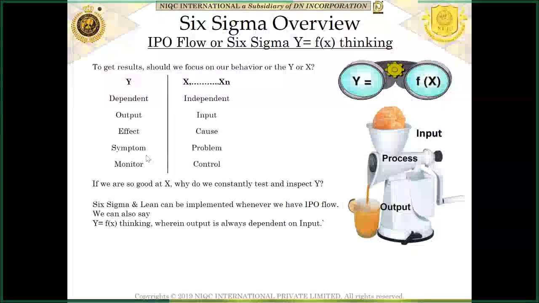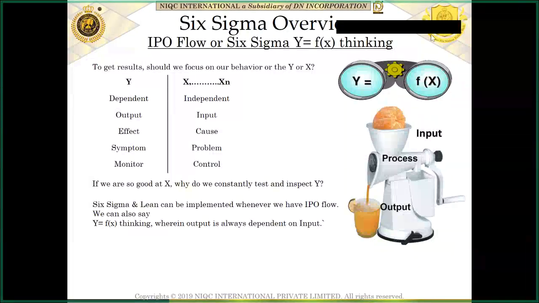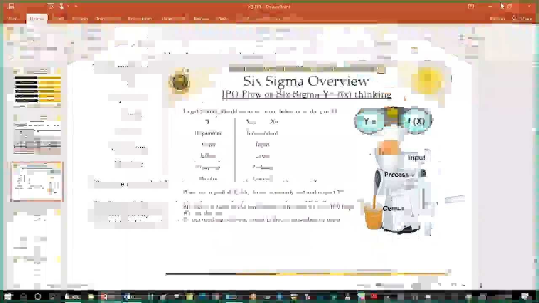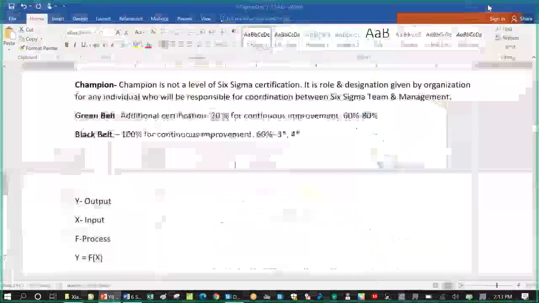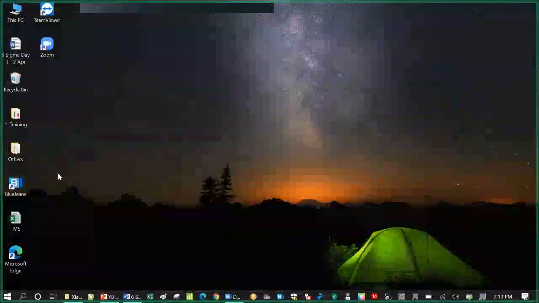Symptom means we have a fever. X, what is the reason? Is it dengue or some other reason? Y is monitor, X is control. So initially in yellow belt, we learn about Y equal to f(X). What is the reason when you actually talk about the black belt?